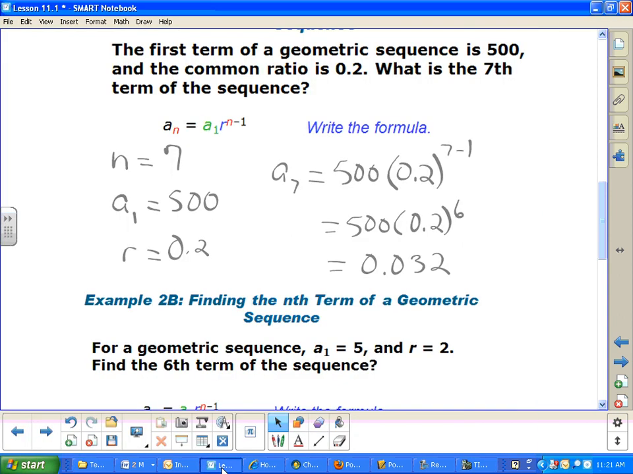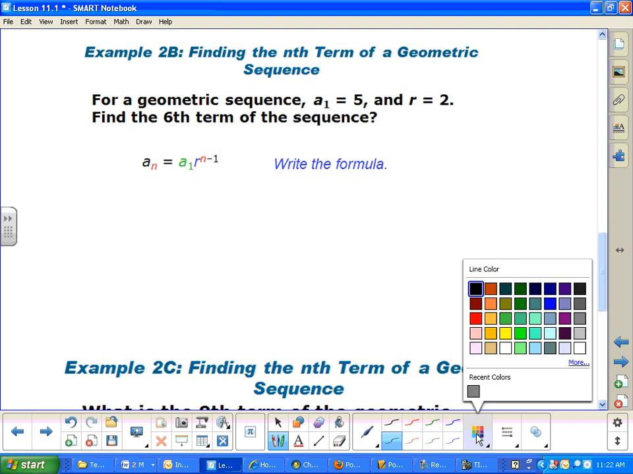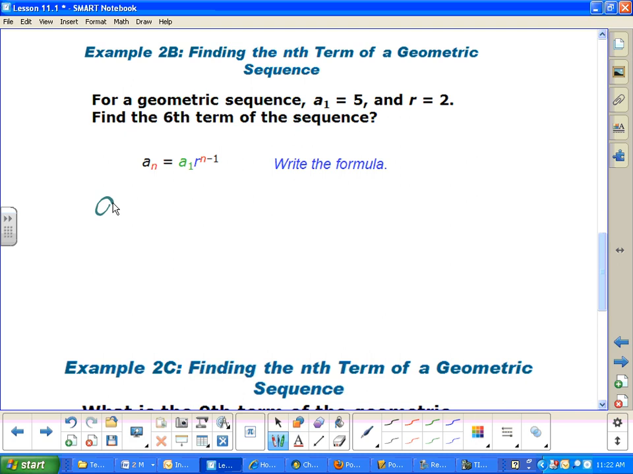All right, so let's look at another one. Letter B, they want us to find, with a geometric sequence where a sub 1 equals 5 and r equals 2. Hey, that's easier. Find the sixth term of the sequence. So, let's see. We would say that a sub 6 equals 5 times 2 raised to the power of 6 minus 1.